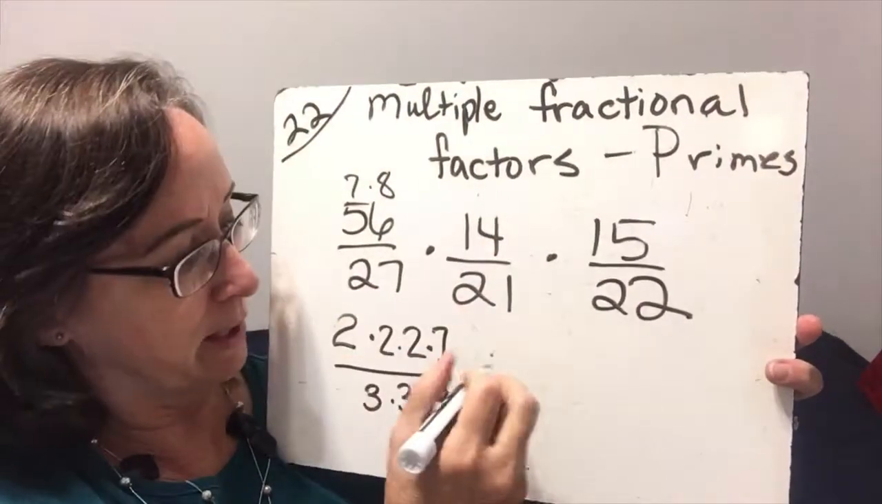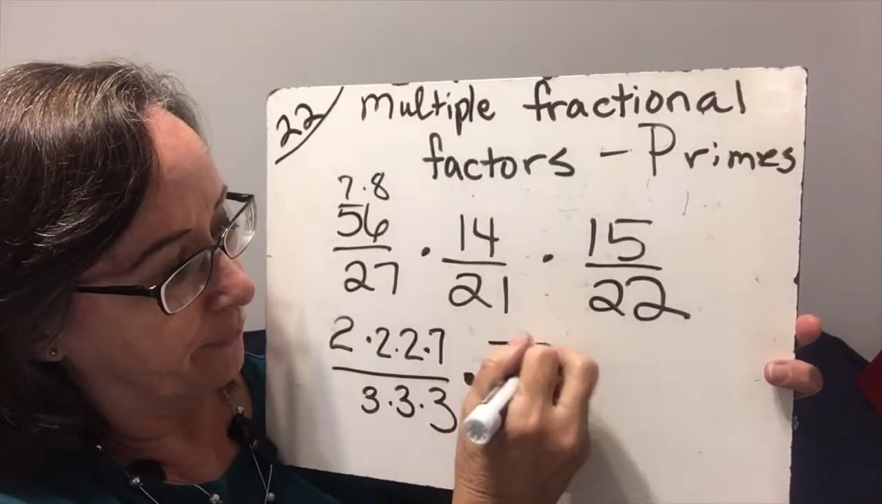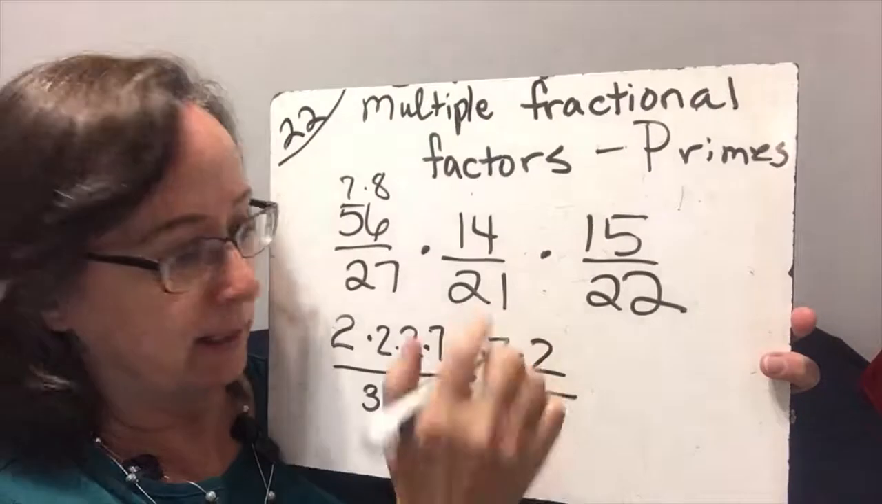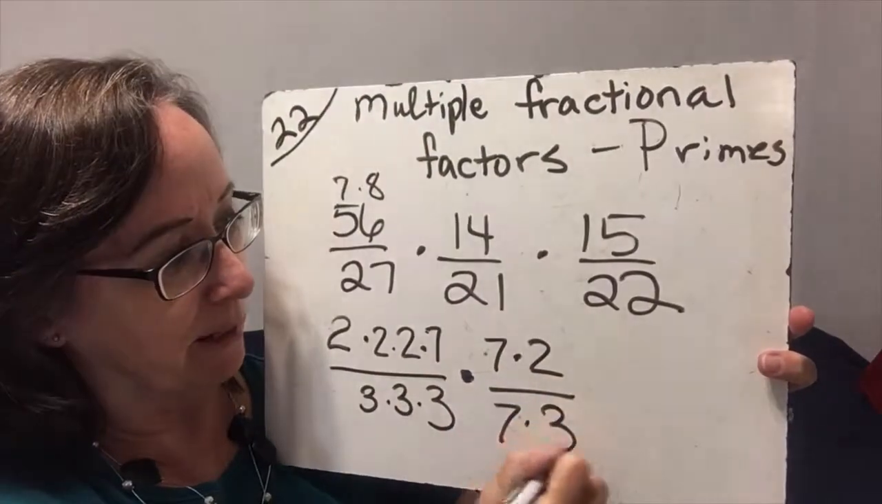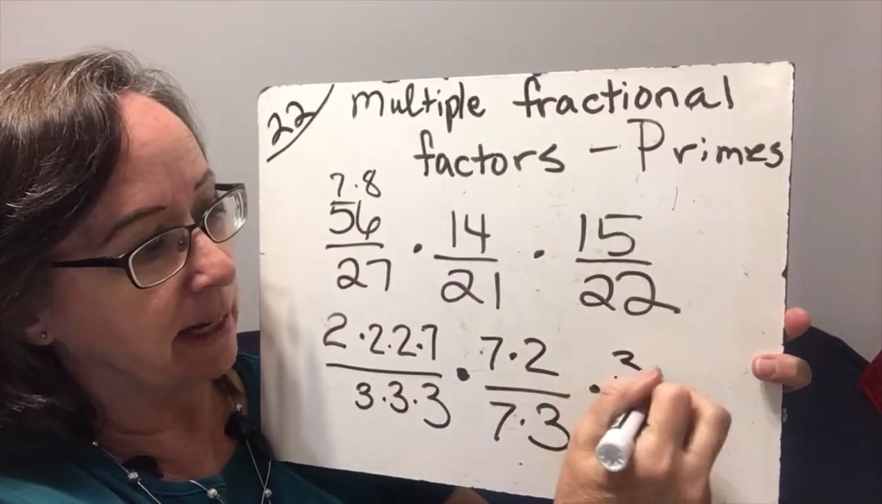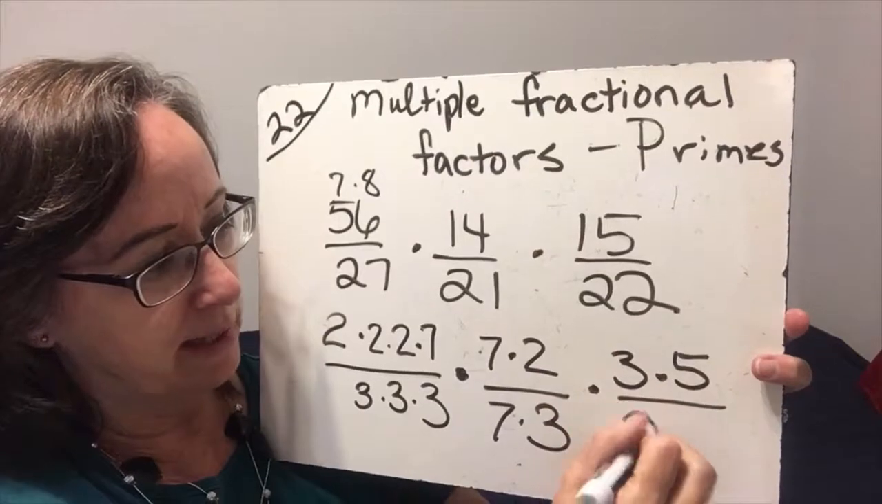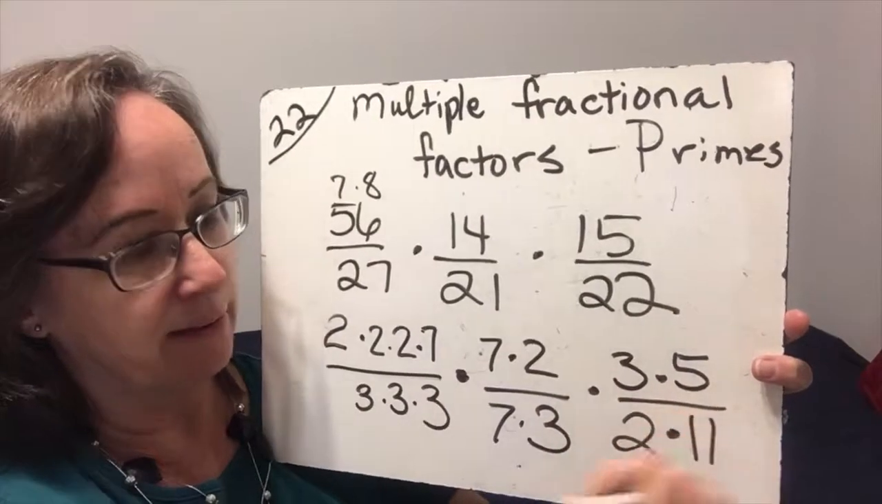I know that my 14 is 7 times 2. And I know that my 21 is 7 times 3. I know that my 15 is 3 times 5. And I know that my 22 is 2 times 11.